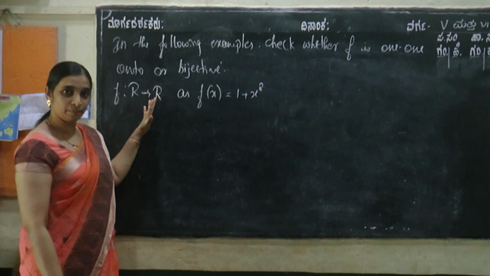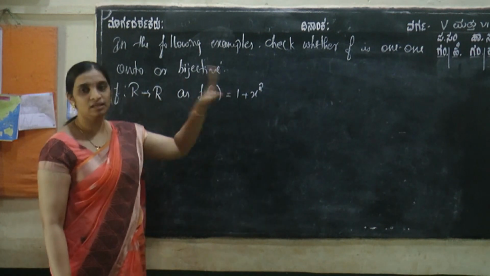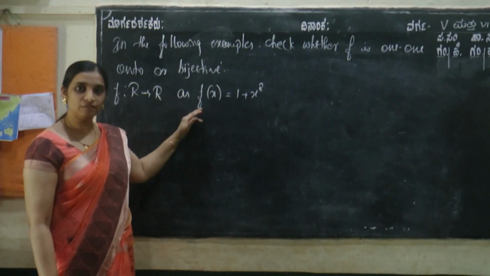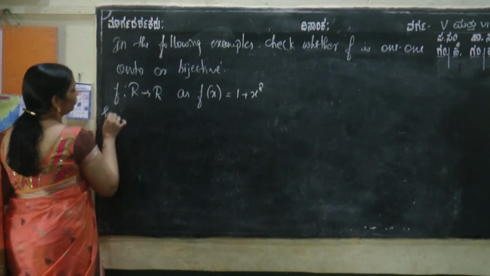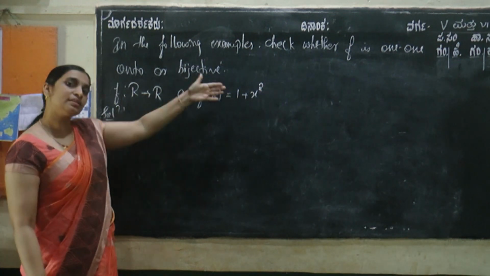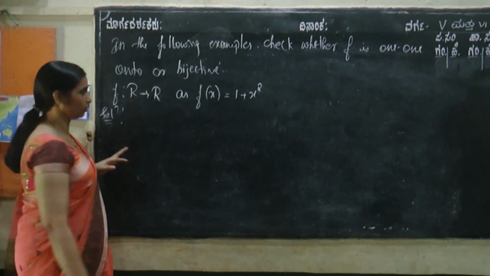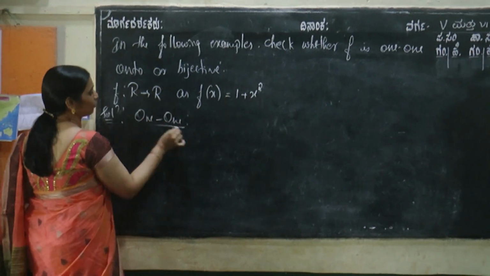Now, in this example, the function f is defined from R to R as 1 plus x square. Here also we have to check whether f is one-one or onto. So, how to do that? As we have solved the previous example, in the same way we will have to solve this also. So, we will consider the one-one condition first of all.